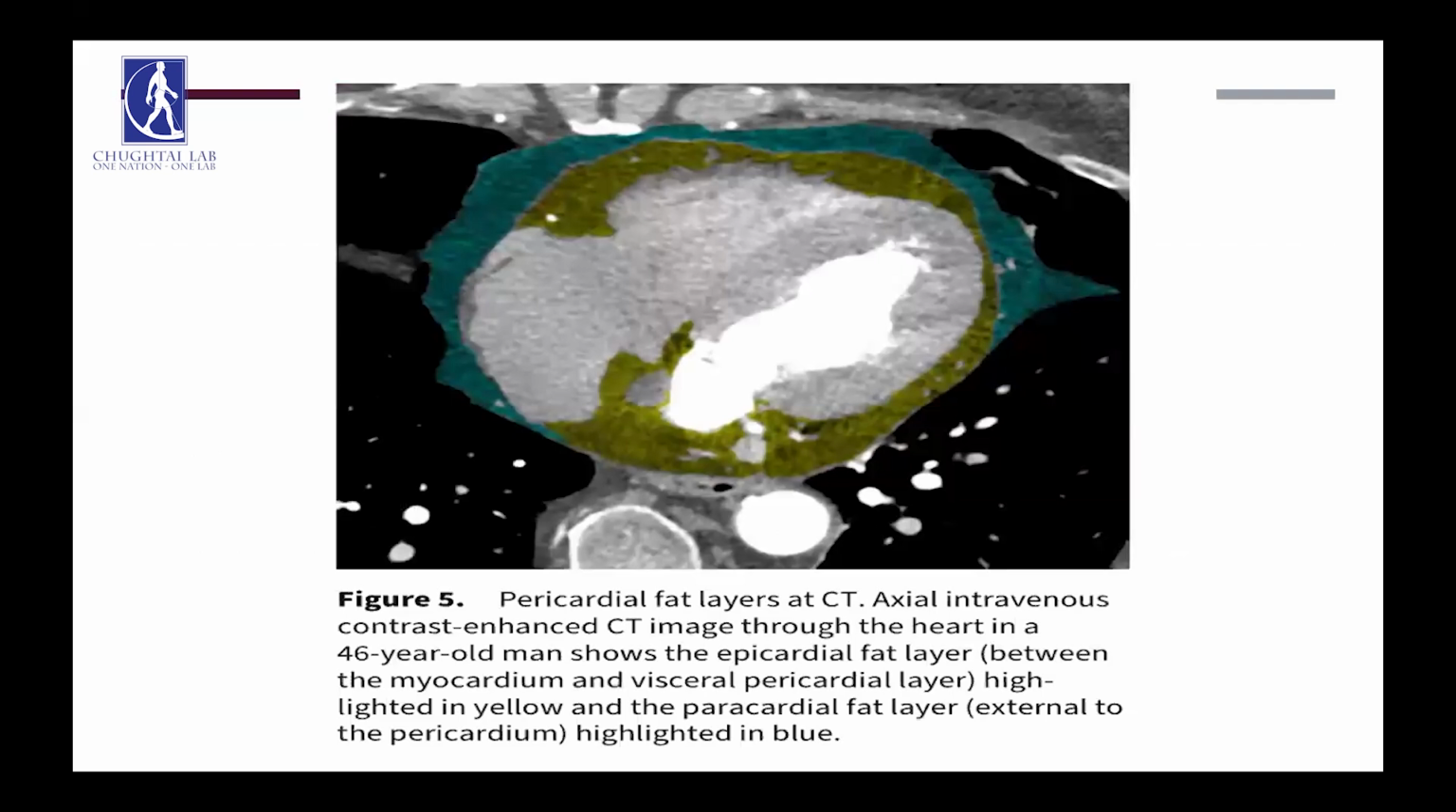This is an axial view of CT which is showing the pericardial fat layer. So this is a simple method to show you how we calculate fat around the heart on CT. You can see that the epicardial fat layer, which is between the myocardium and visceral pericardial layer, is highlighted in yellow, and the pericardial fat layer, which is external to the pericardium, is highlighted in blue.